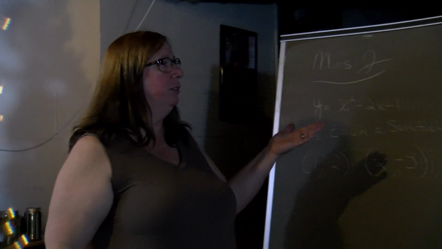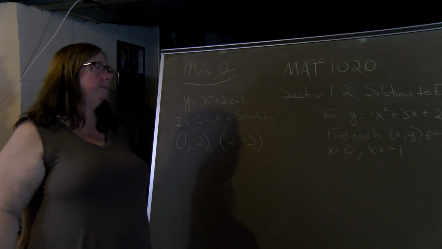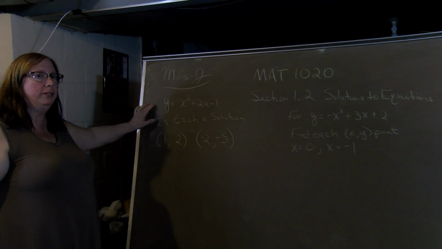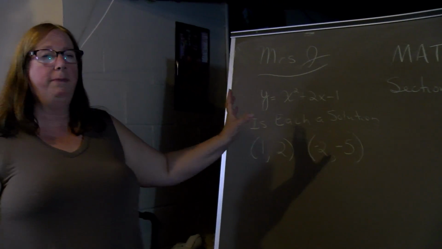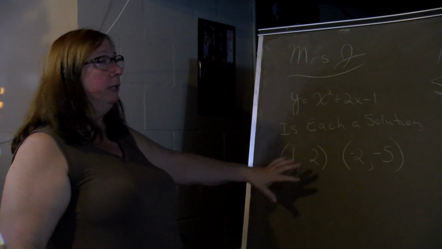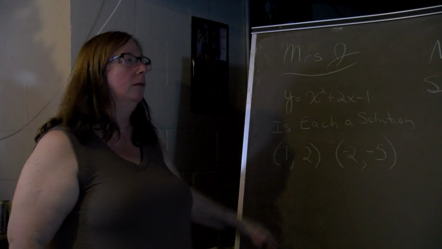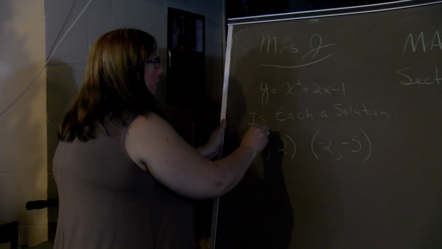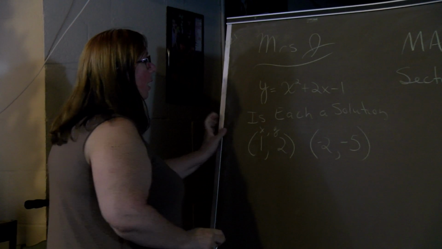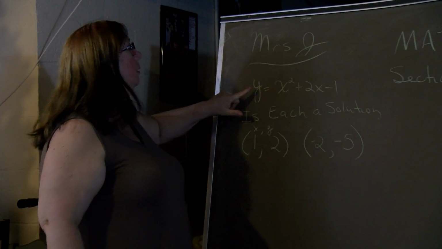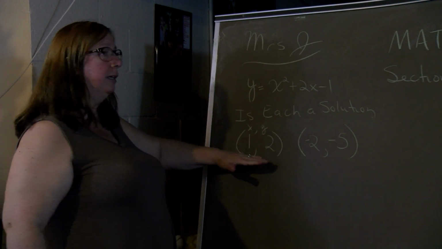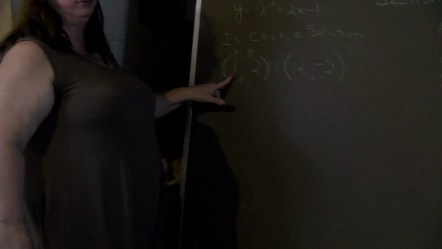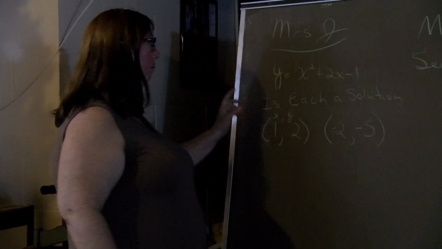Today we're going to talk about solutions to equations. When you have equations and they're giving you the whole solution and they want to know if it is one or not, just plug in the values and see if it works out. Remember that this would be our x and this would be our y, and then we plug them into the equation. So if we have y equals x squared plus 2x minus 1, and we want to check this, we plug this in wherever there's an x, and this for the y.